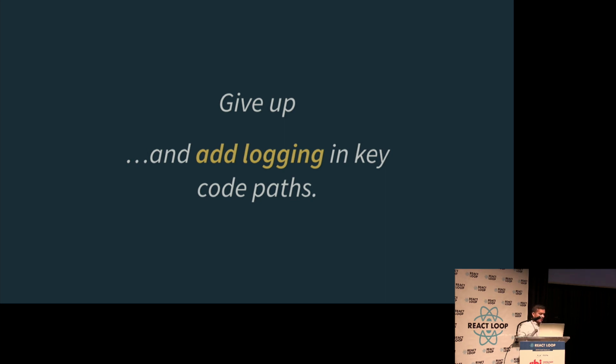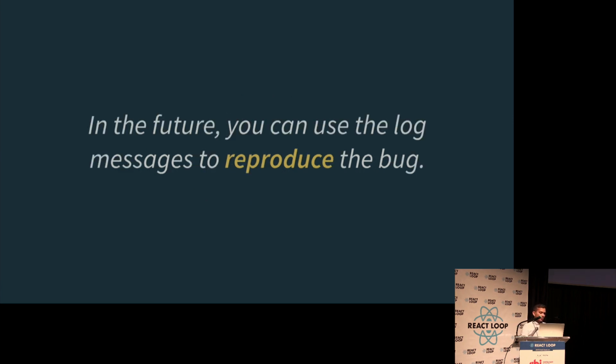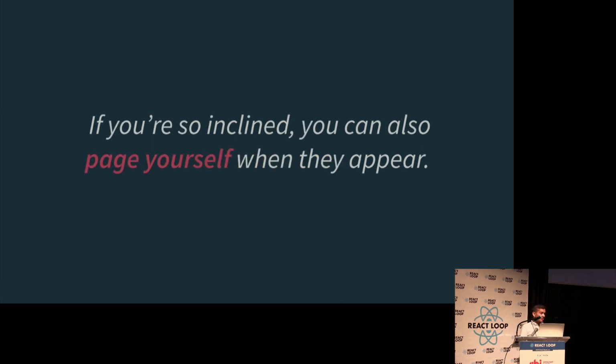So we can deploy our application with this additional logging as part of the normal deploy process, treat it as business as usual. And what's great is that in the future, we can use the log messages to reproduce that bug. For client-side logging in the browser, you can use tools like Sentry or New Relic to capture any of those requests. You can even go further. If you're so inclined, you can also page yourself when those bugs appear. I wouldn't necessarily recommend this, but if you are super invested in this bug, it's good to know as soon as possible so you can attempt to reproduce it in the same conditions.